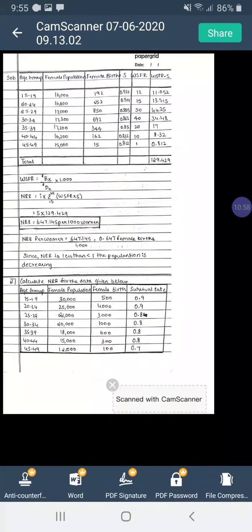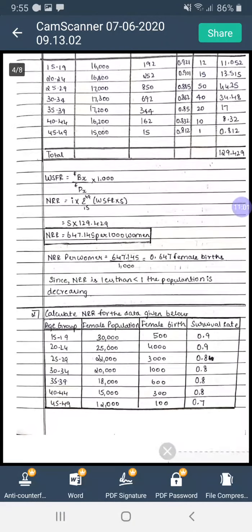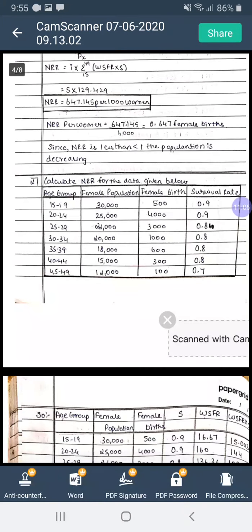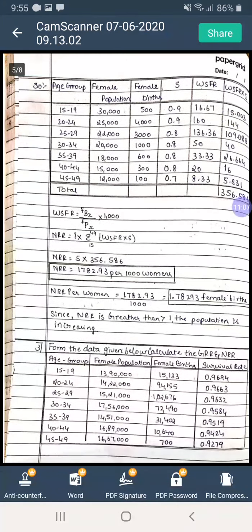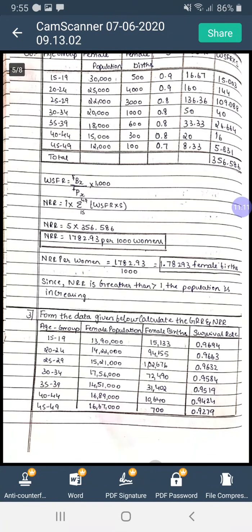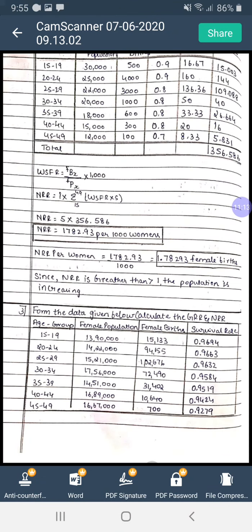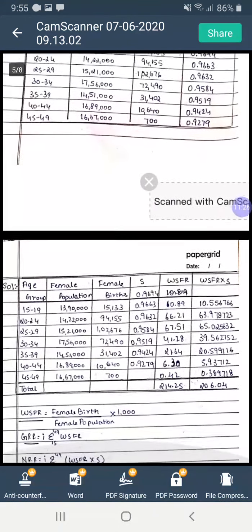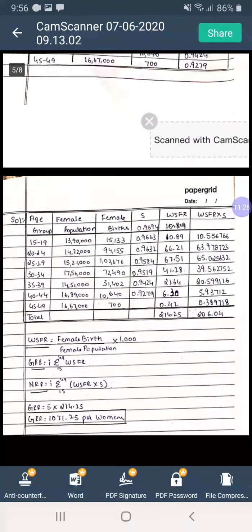Similar is your second problem also, where the survival rate is given. They have asked us to find NRR. Just try your second problem here. Next, moving on to your third problem, where they asked us to find GRR and NRR, that is gross reproduction rate and net reproduction rate. The data given are age, female population, female birth and survival rate. Now see, the solution is here.